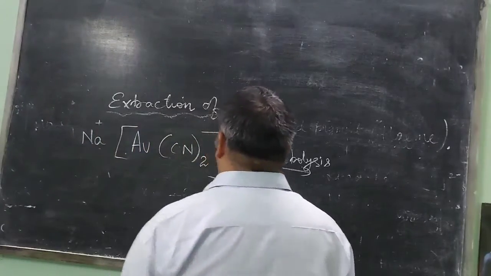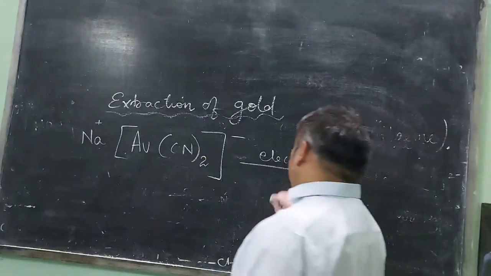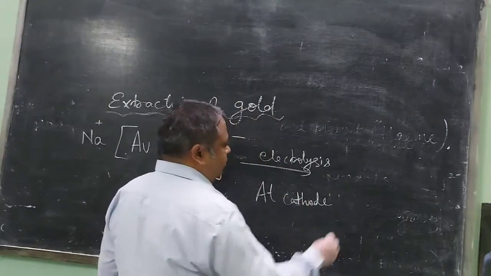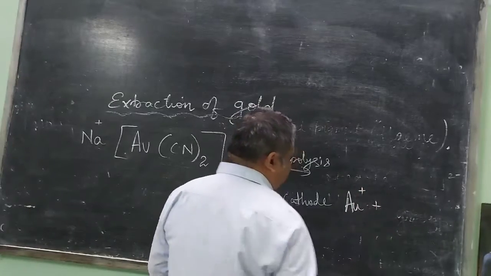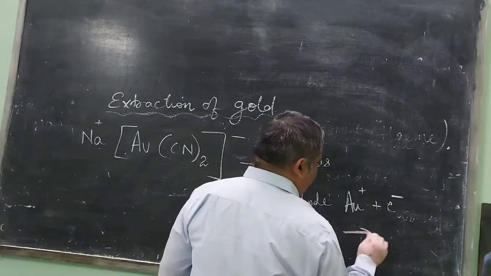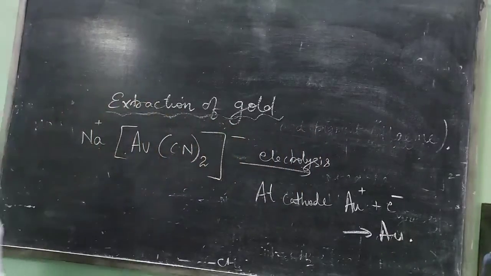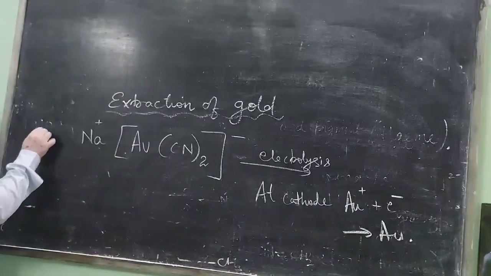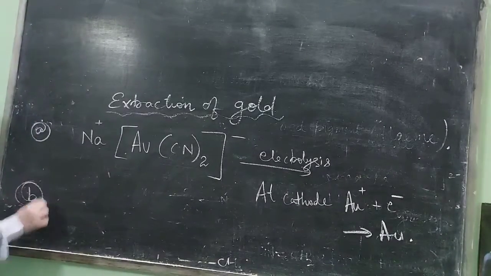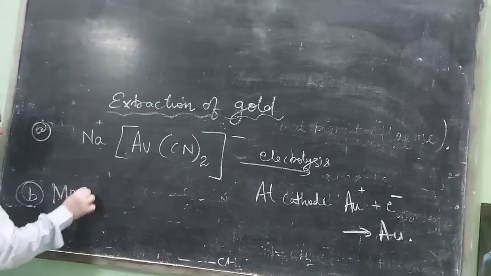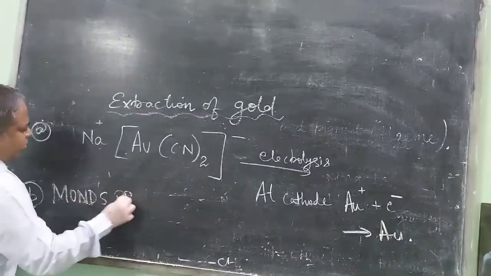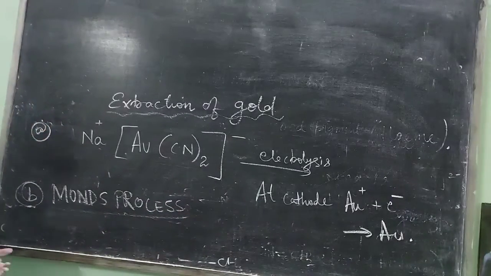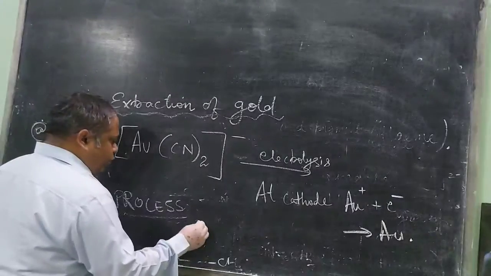Alright, so when it is made to undergo electrolysis, then at cathode, Au+ takes electron and forms Au. This is one method. Second method, or another example, would be Mond's process. It is used for purification of metal.